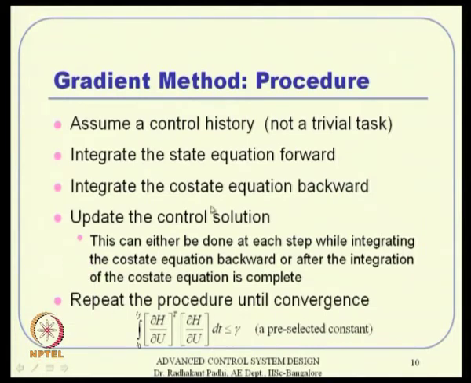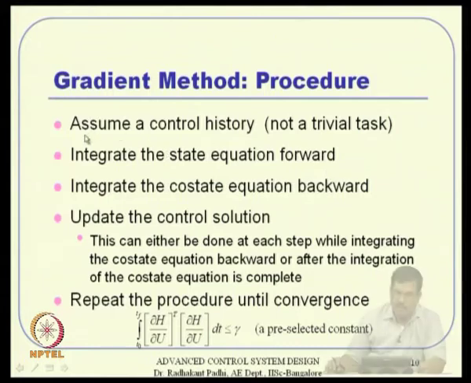Okay, so what is the procedure now? In the gradient method, we need to assume a control history. Again, it is not a trivial task. We need to have a good understanding of the physics of the problem to come up with a good control history, okay, to start with.